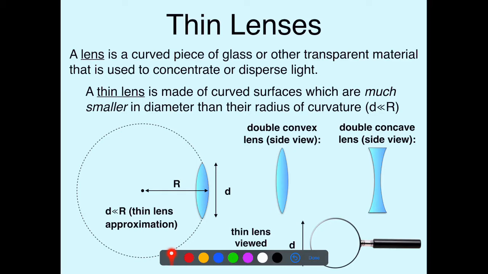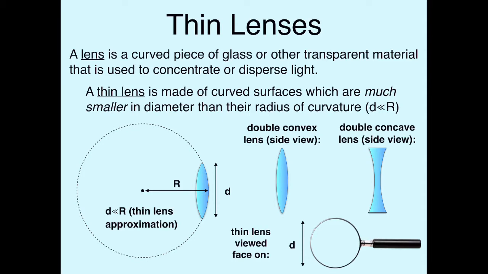So this is obviously not a complete circle, right? It's just a small section of a circle, but if we draw that circle that lens surface is a part of, it has a certain radius. So there's a radius of curvature to that lens surface. Let's call that R. And then, of course, the diameter of the lens is D. So what we're saying here is D is a lot smaller than R. That's basically the thin lens approximation.